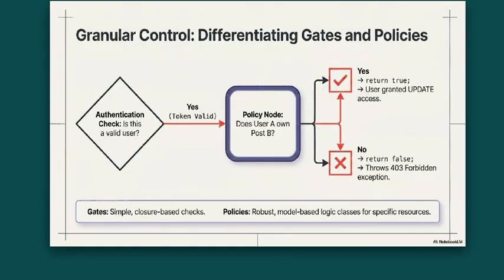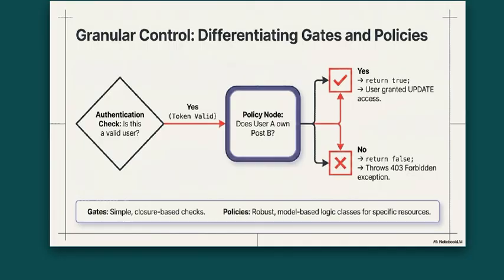That's a great analogy. That handles specific resources beautifully. But the document also mentions gates. What is the difference between a gate and a policy? The difference is entirely about scope and complexity. Policies are robust classes tied to specific models, evaluating complex relationships like ownership. Gates are much simpler, closure-based checks. A closure is just an anonymous, self-contained PHP function. Right. Gates are typically defined centrally when the application first boots up, and they are used for sweeping global permissions that don't depend on a specific database row.